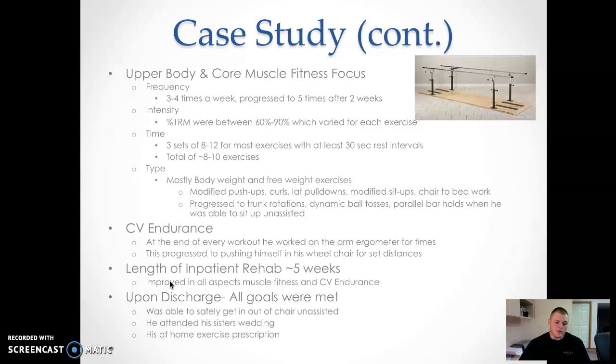But for endurance, we would do the bike ergometer for the first few times, and then really wanted him to get used to being in the chair. So that's what he did most of the time. Go up and down the hallway. At first it was just maybe half the hallway, take a break, half the hallway back, and that was it. Then he progressed to going up and down a few times each session. And he was in rehab for around 5 weeks.